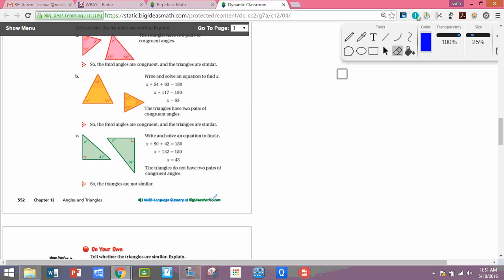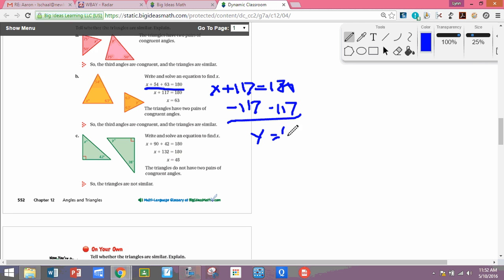So then if you look at the second one, now they're going to ask you to write and solve an equation to find X, okay? So they did X plus 54 plus 63, which they simplified to X plus 117 equals 180. So you're going to subtract 117 from both sides, and that's going to give you an answer of X equaling 63 degrees. Okay, so now you're using algebra to solve. And then the other thing that they do in this section is if the third angles are congruent, then the triangles are similar. So you can then use that algebraic equation.